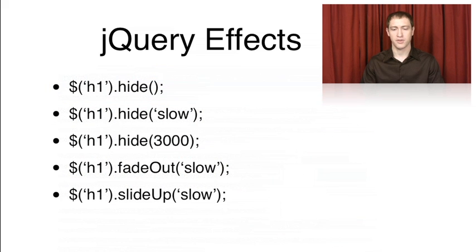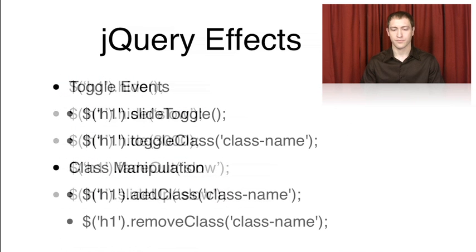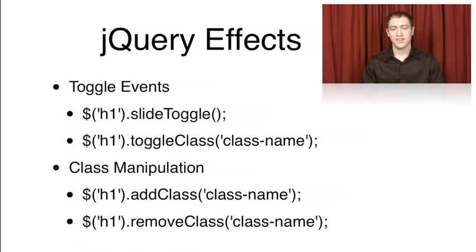And that's a general summary of the effects that are available within jQuery. Besides these effects, there's also some very useful toggle commands that do the opposite, whether or not an element is shown or hidden. So for example, if an element is currently slid up and hidden, then you can use slide toggle and it will slide down. If it's already down, then it will slide back up.